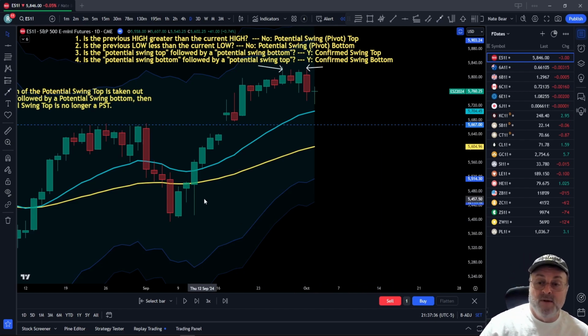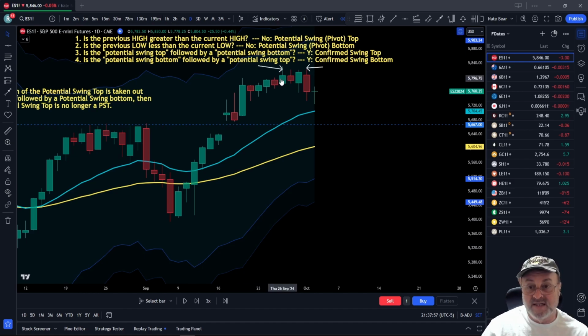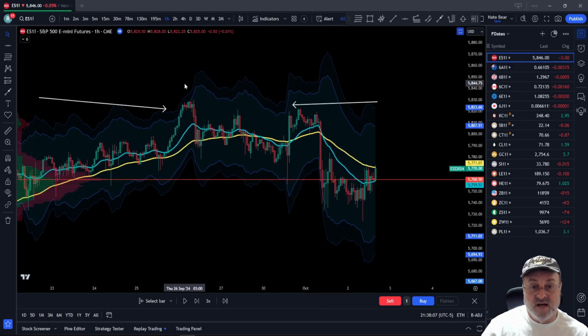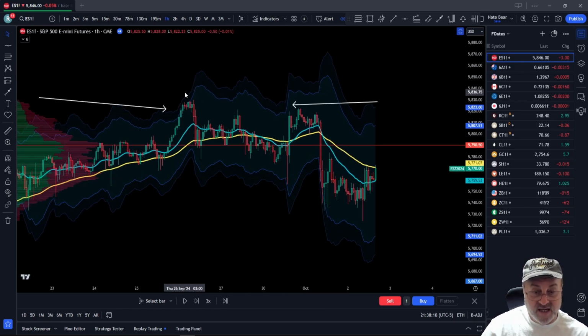Now, you may be wondering, how can you have two tops in a row without a bottom in between? Well, you actually do have a bottom in between, just not on this time frame. See, this is a daily time frame. Now, if I was to go to the hourly, I'll show you. This one here was September 26th, and this top here was October 1st. So let's go to the hour. So we said the 26th, there's your top right there.